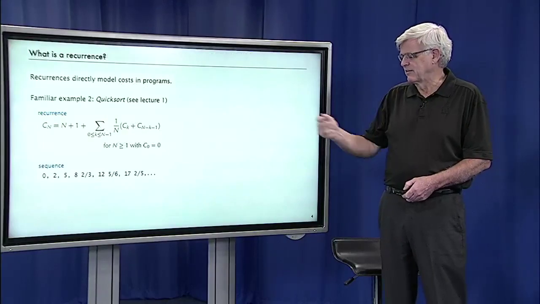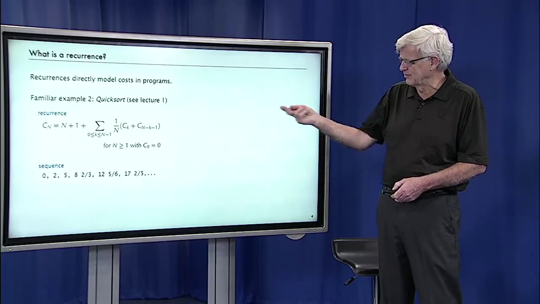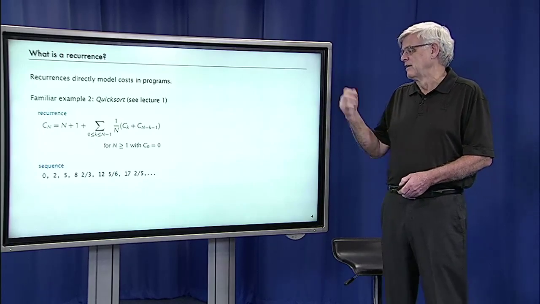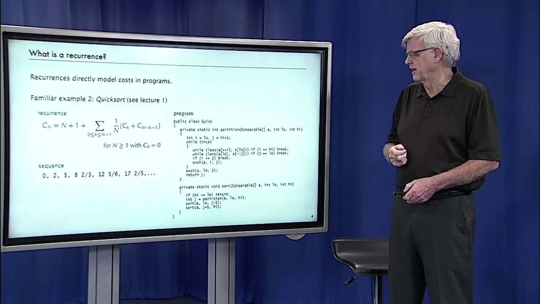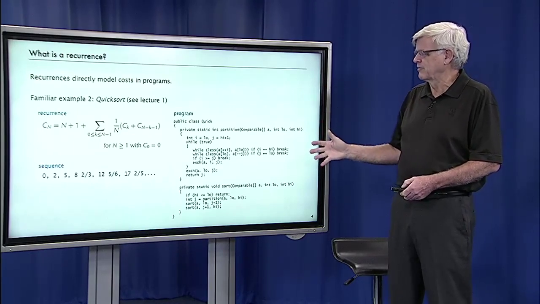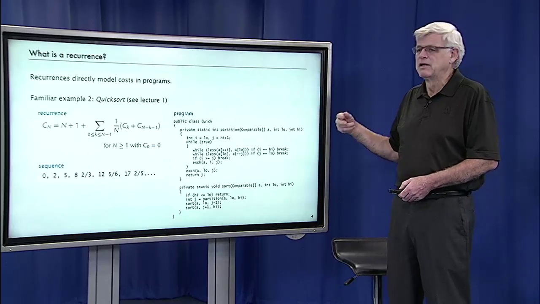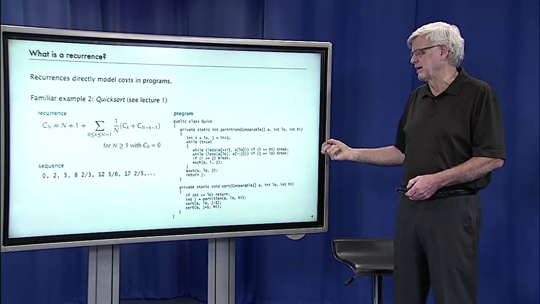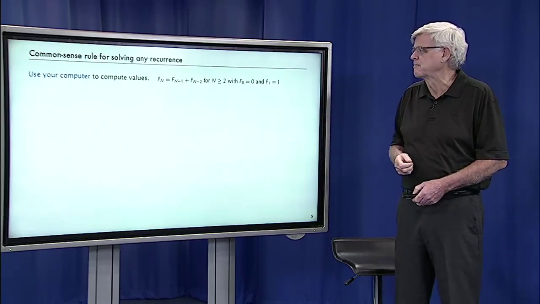In this case, the result is not integers, and you can work out that C0 is 0 as specified, C1 is 2, and so forth. That's the number of comparisons used by quicksort to sort n elements. And we derive the recurrence from the program. It's a mathematical model of the running time of the program, specifically the number of compares taken to sort a randomly ordered array of n distinct elements.